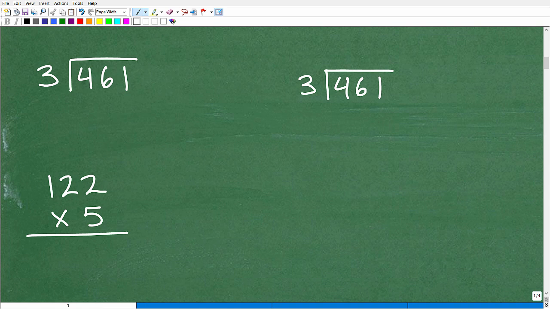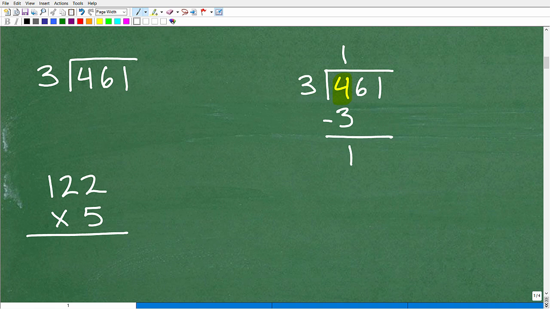So what do we do? Well, I'm going to look at this first number. Can 3 go into that first number? Yes, it goes into it 1 time. So I'm doing right now what we call the division algorithm. 3 goes into 4, 1. Then I have my answer. I'm going to put it over this 4 spot. I'm going to go 1 times 3. That's 3. Then what do I do now? I'm going to subtract. 4 minus 3, that is 1. So that's the first step.